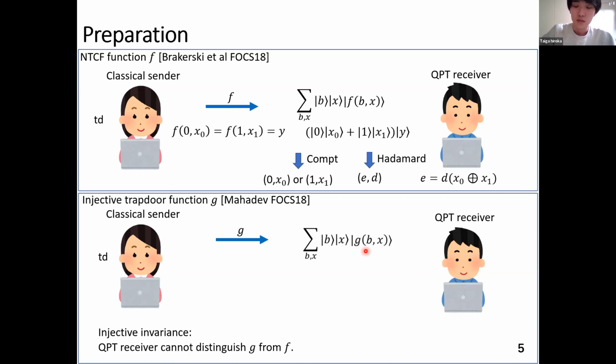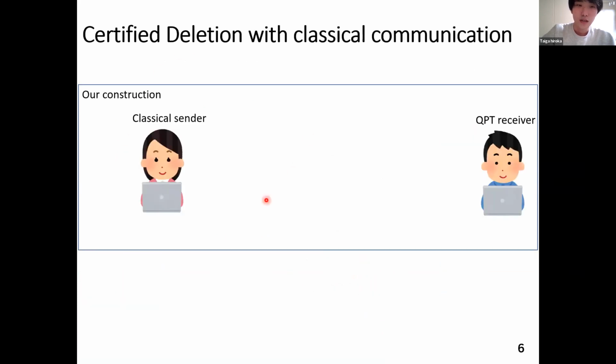If he measures the third register in the computational basis, he obtains a measurement outcome y and the post-measurement quantum state. If he measures this quantum state in the computational basis, this quantum state collapses to a classical bit string. On the other hand, if he measures this quantum state in the other basis, this quantum state collapses to a random classical bit string. Now I explain our construction.